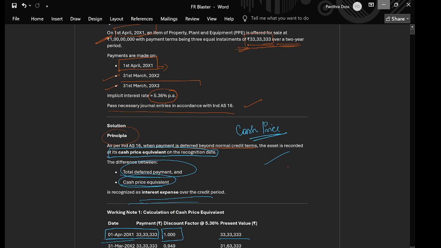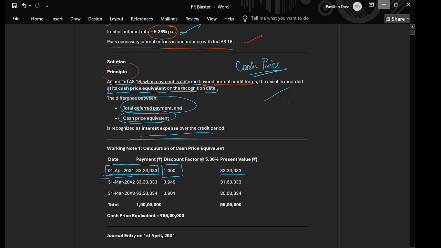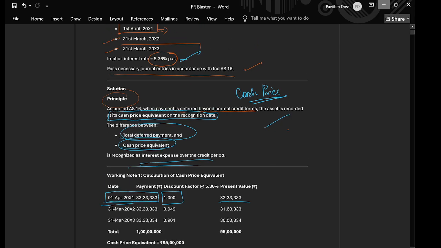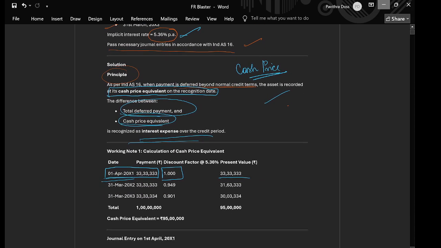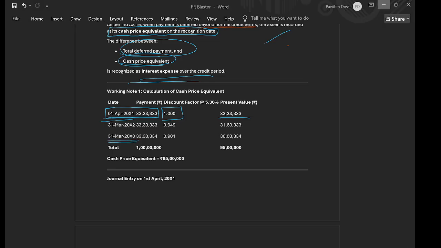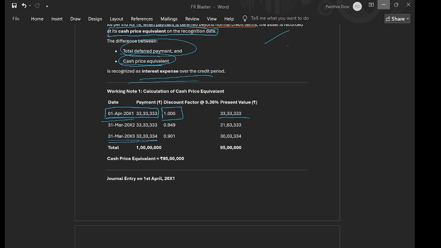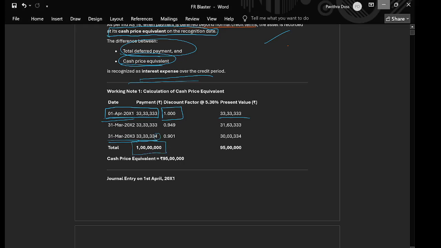Then we are given the implicit interest rate at 5.36 percent per annum, so we are finding the discount rate. How will we find it? 1 divided by 1.0536, so it comes to 0.949. We will take it to 3 decimal places. If they are given, we will take them as they are. Here they are given as 3 decimals, so we are taking 3. Right, next, on 31st March 20X3, the final 33,333, and they rounded it to 34, so that we'll get 1 crore, right?